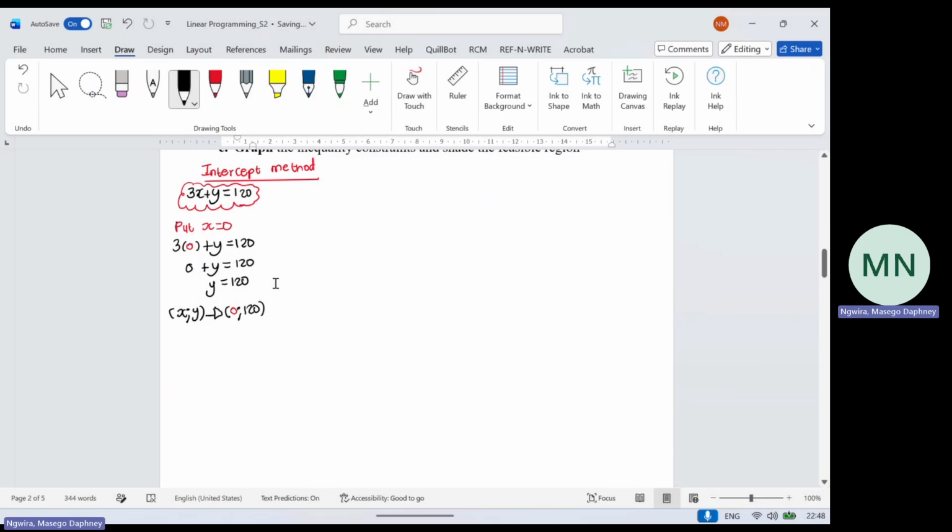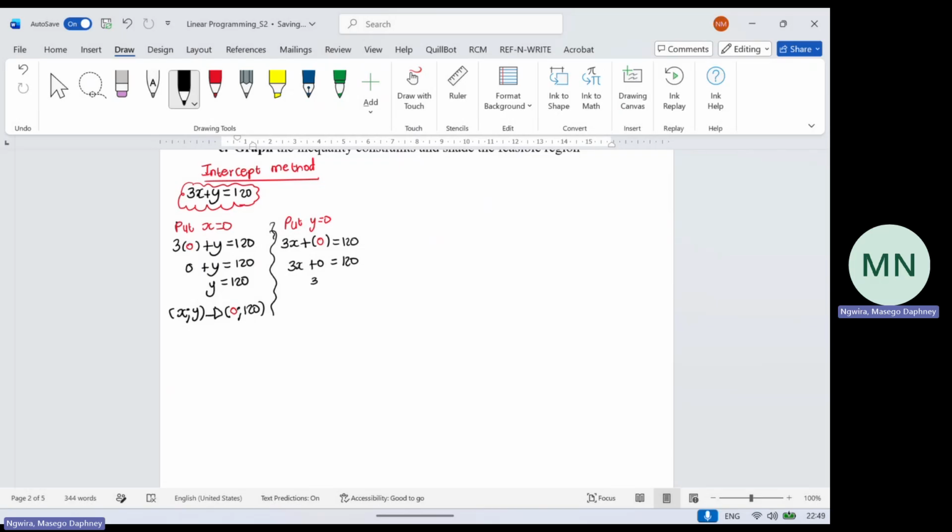So now I'm done with putting x equals 0. Now I'm going to put y equals 0. Same thing. It means that wherever I see y now, I'm going to put 0. So this will be 3x plus a bracket, then I put 0 where I see y, and this is equals to 120. Then 3x plus 0. Remember, 0 is just 0.